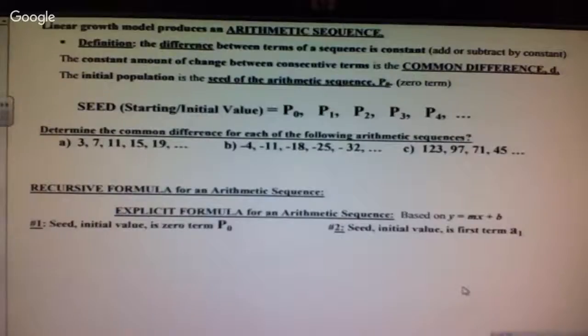Okay. All right, so if you take a look at A, we go from 3 to 7 to 11 to 15 to 19. What's happening? Plus 4. So my common difference, my D value is 4. Okay. B, what's happening? It's decreasing by 7. So that means my D value is negative 7 because it's decreasing. Okay, it's going down. C, what's happening? It's going down by 26.